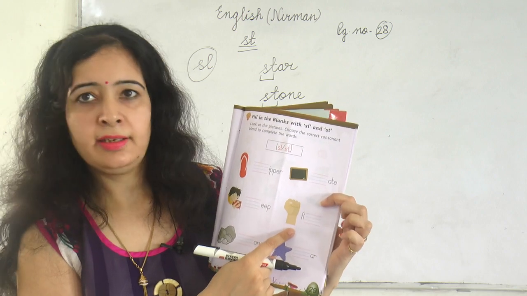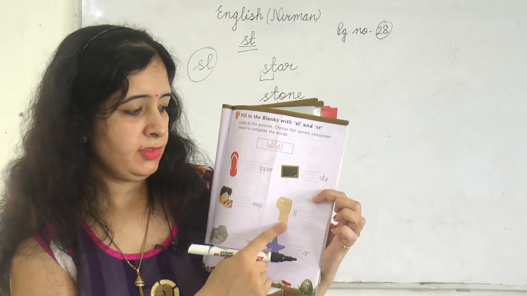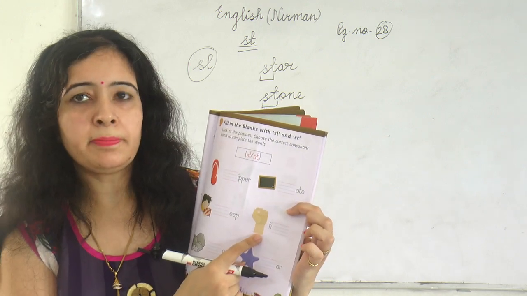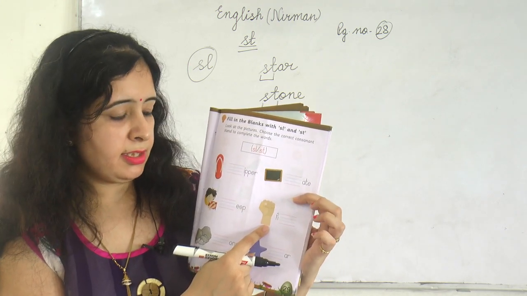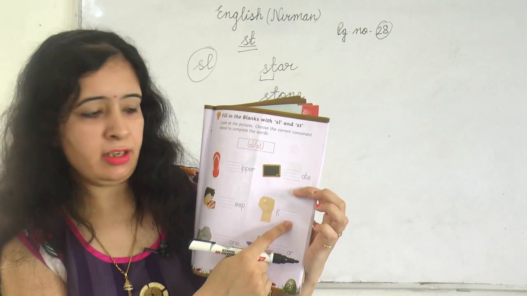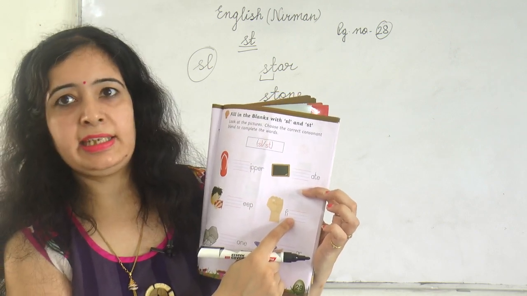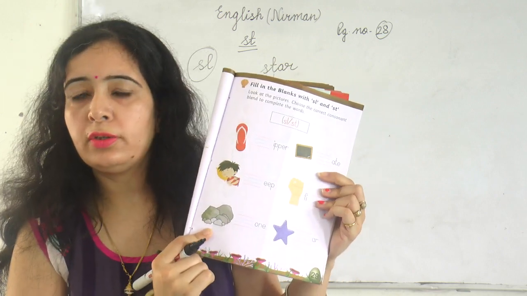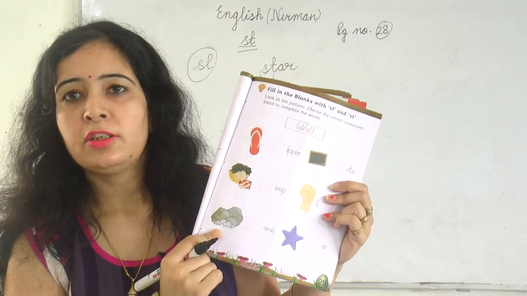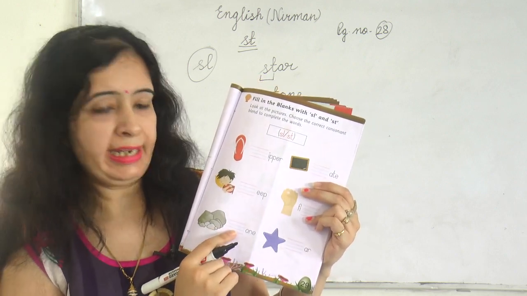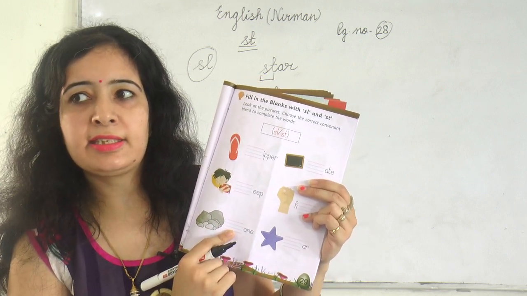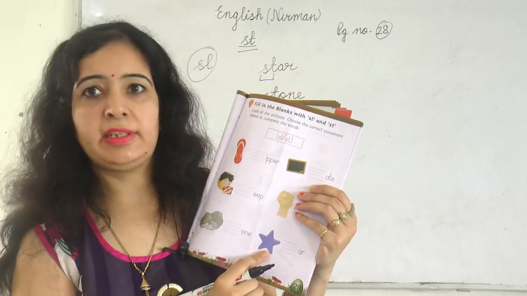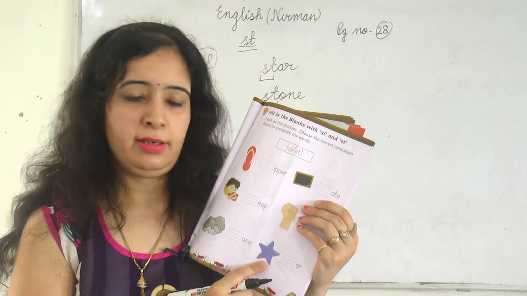Next one is fist. Speak with me. Fist. Here which sounds come? Stir. Stir sound comes in the end. So you will write here ST. Next one is stone. What is this? Stone. So you will write here ST. Last one is star.